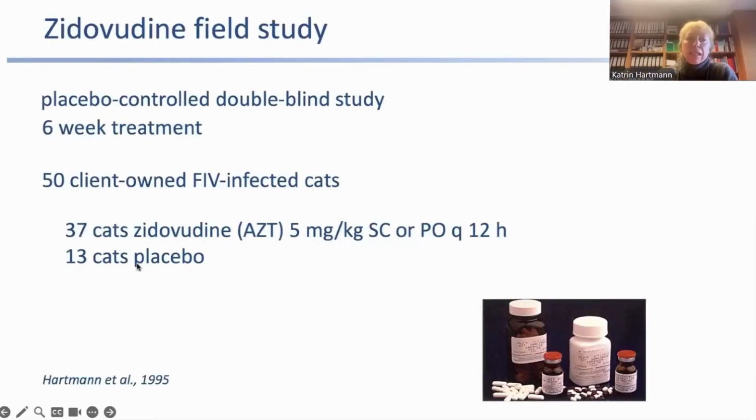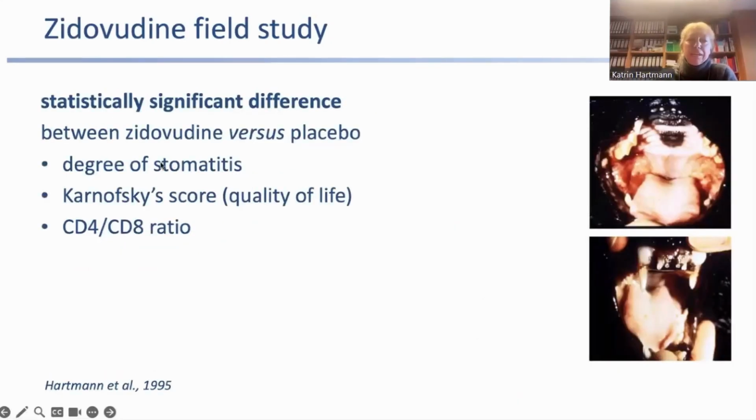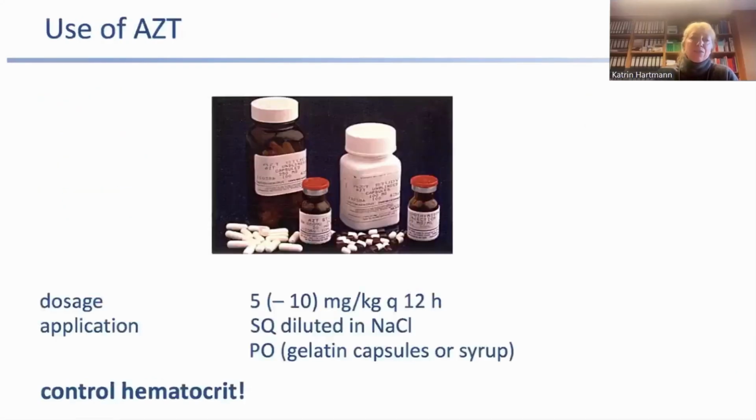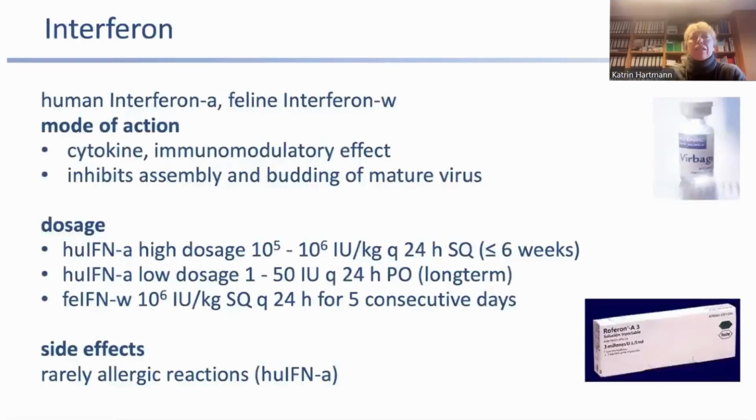In one study from a very long time ago, we could show there is some effect. The stomatitis was decreased, the Karnofsky score was improved, and the CD4/CD8 ratio was improved. So there is some improvement in these cats, but as I said, and this is again important, control hematocrit if you use it. But usually, there are really few exceptions where we use antivirals in cats.